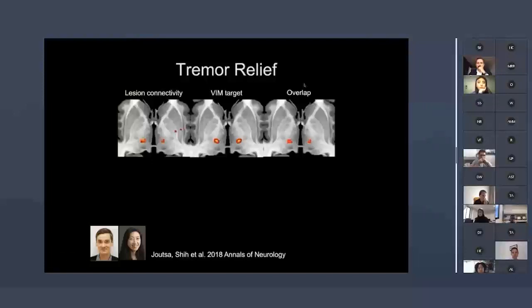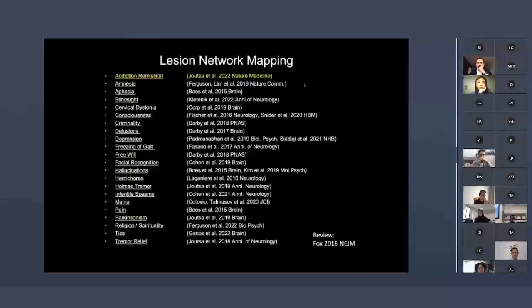Next slide. So now what we're going to do is use that same approach to go after lesions that led to remission of addiction. Next slide.